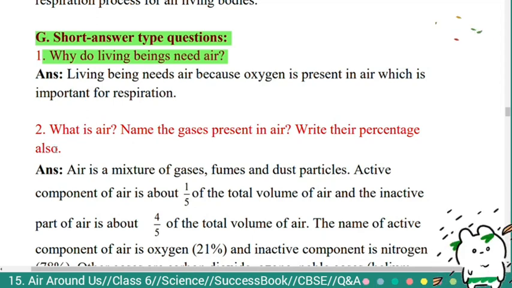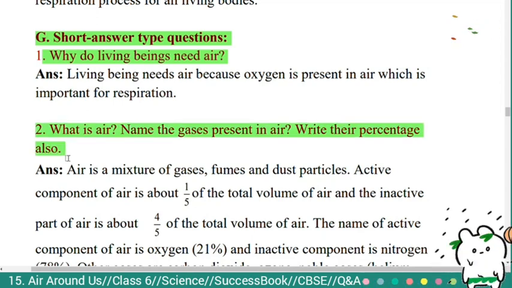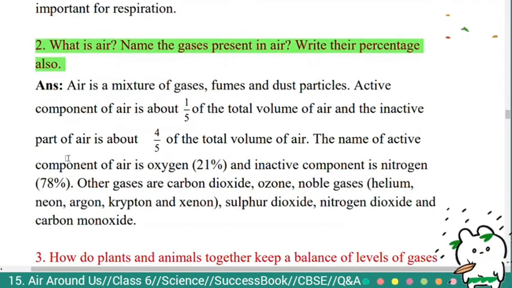Second question, what is air? Name the gases present in air. Write their percentage also. What is air? Air is a mixture of gases, fumes and dust particles.